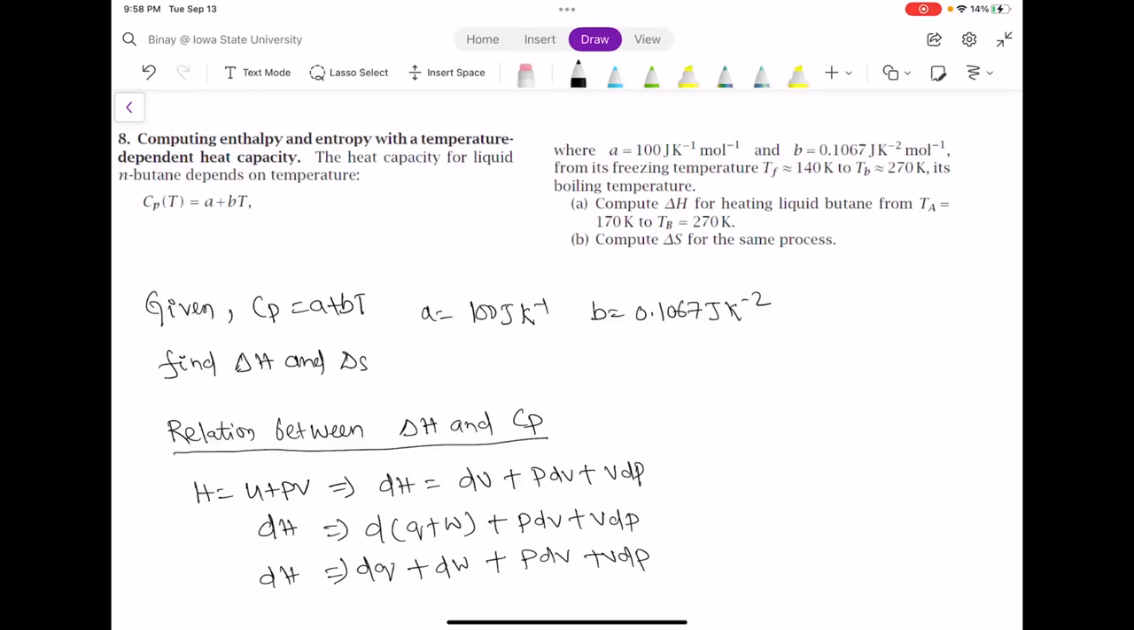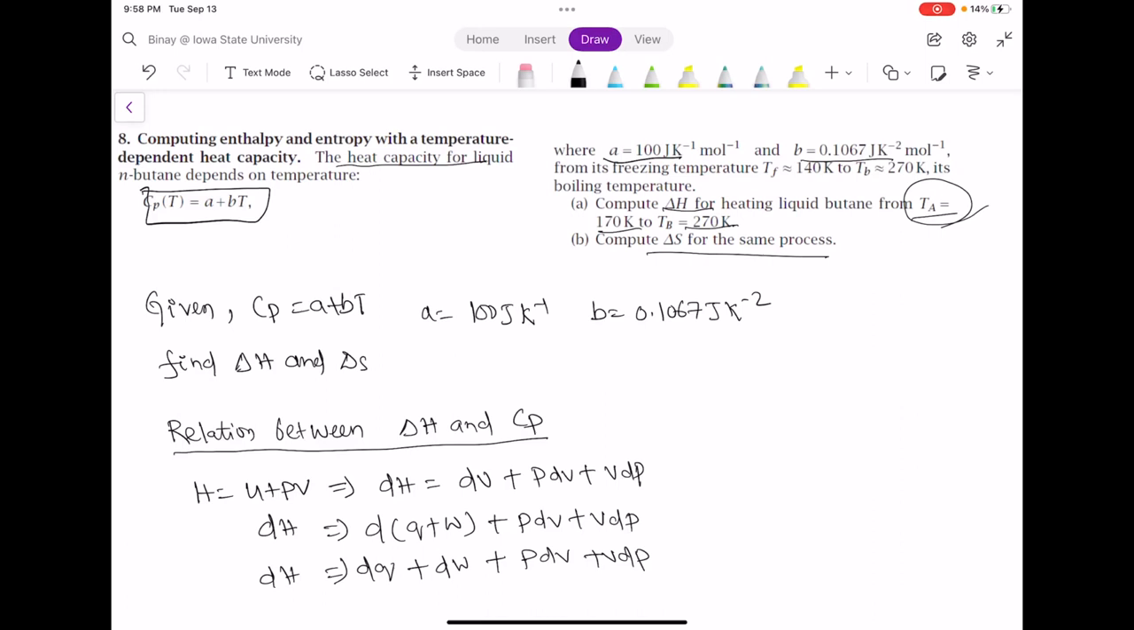Hello everyone. Today I am going to solve problem 3 of homework 3. So let's go through the question. The question says the heat capacity for a liquid is given as a function of T, which is Cp(T) = A + BT, where A is given as 100 and B is given as 0.1067. So you have to compute delta H from TA = 170 to TB = 270, and also delta S for this process.